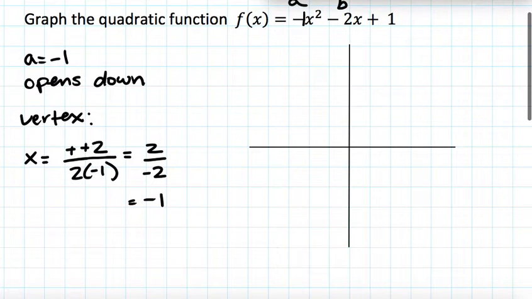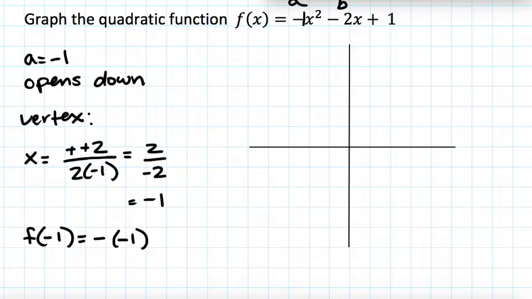To find the y-coordinate, I plug into f of x. So f of negative 1, remember f of x can also be replaced with y. Now you have to be very careful here with all these negative signs. It's negative x squared, and x is negative 1. These two negatives do not cancel out because exponents come before multiplying. So I have to do negative 1 squared first and then put the negative sign on it. Then we have minus 2 times negative 1 plus 1.